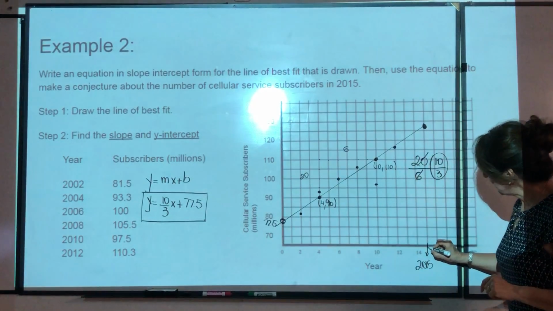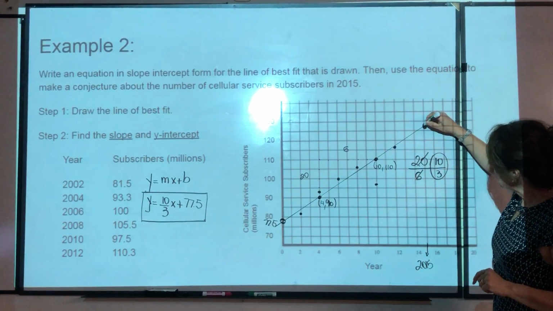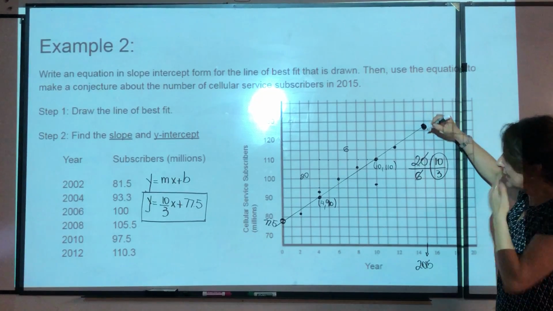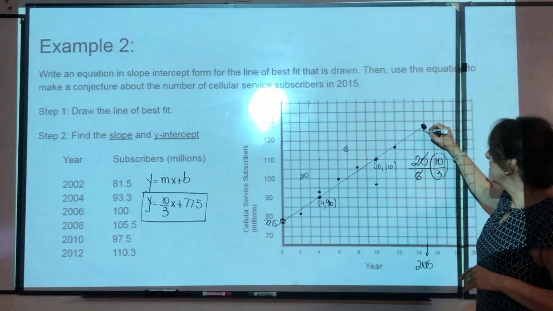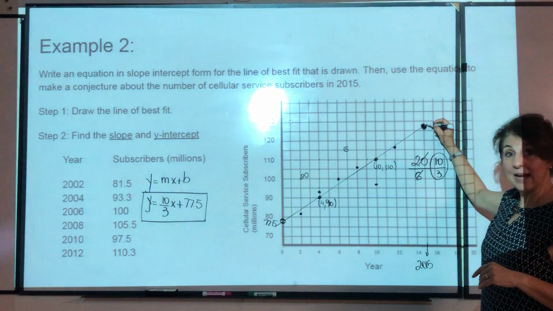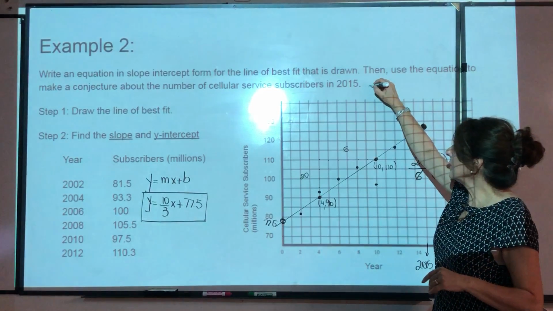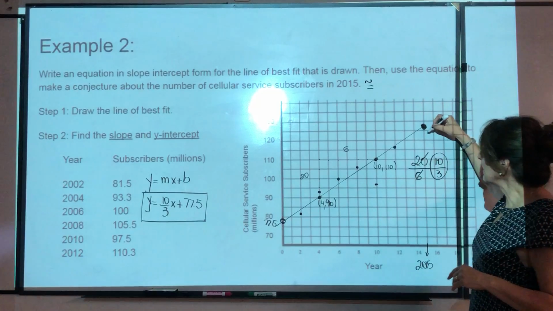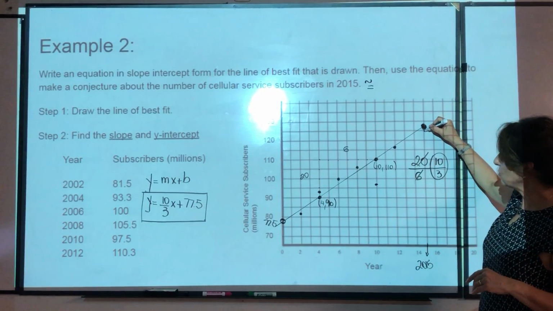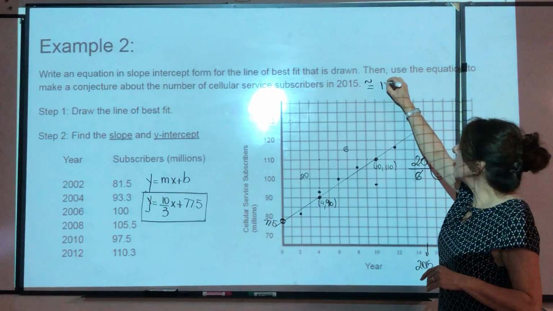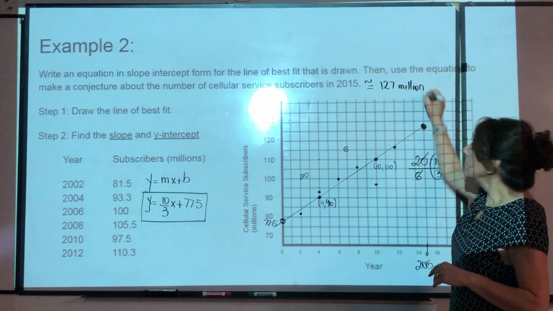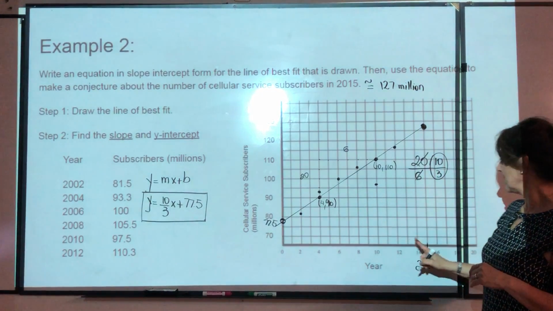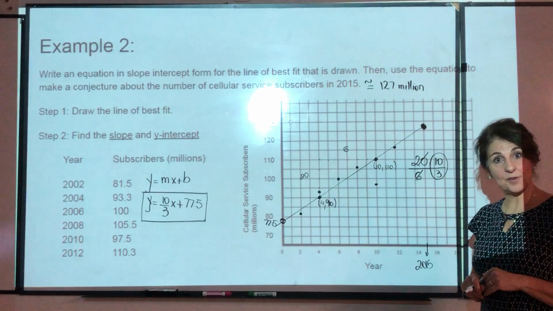So look here, if I go to 2015, what number do I see here? Between 120 and 130, more than 125. So I would say that in 2015, this is what? 125, maybe 127 million subscribers in 2015.